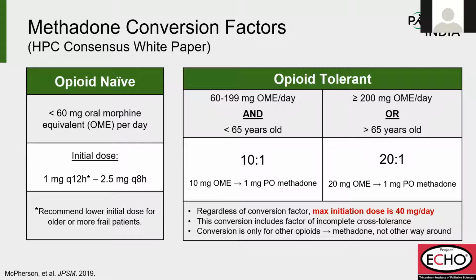Sir, one more doubt. If the patient is on methadone, suppose 3 milligrams every 8 hours, and the patient is having breakthrough pain, what will be the morphine dose for that breakthrough pain? So it will be dependent on what their total opioid use was before. Actually, let me do some quick math.